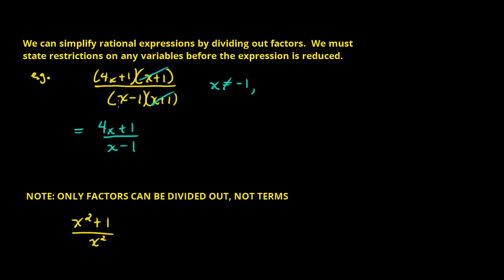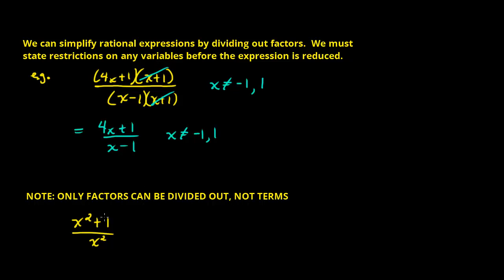And in the same step, I normally write out any other restrictions on variables. So here, if x is equal to positive 1, I have 1 minus 1, which is 0 in the denominator as well, which would lead to division by 0. So x cannot be equal to negative 1 or positive 1. And then after we simplify the rational expression, we can state the restrictions in the final step. So this is equivalent to 4x plus 1 over x minus 1, where x cannot be equal to negative 1 or positive 1. So a really important thing to note is that only factors can be divided out, not terms.